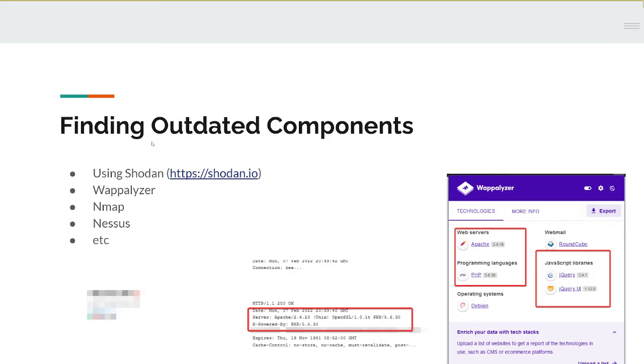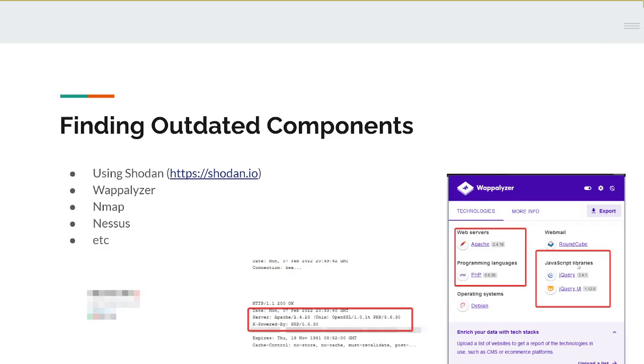So, how would you find outdated software? Externally, you can use things like Nmap and Nessus and even Wappalyzer. If you want to do it on a grand scale, you can use things like Shodan. There's other ones, I think. Now, don't quote me on this, but I think Censys also does outdated software. But I could be wrong on that.